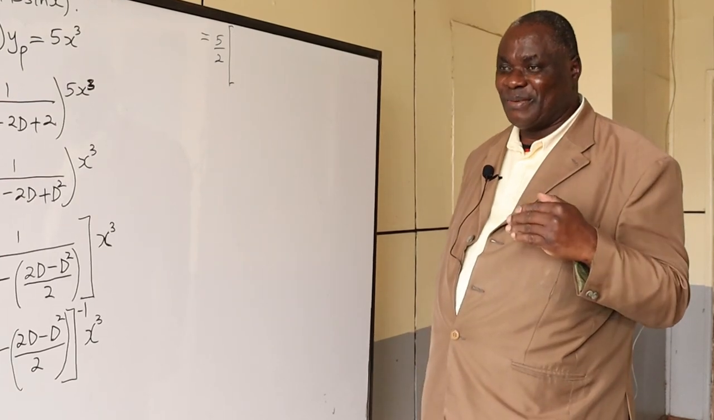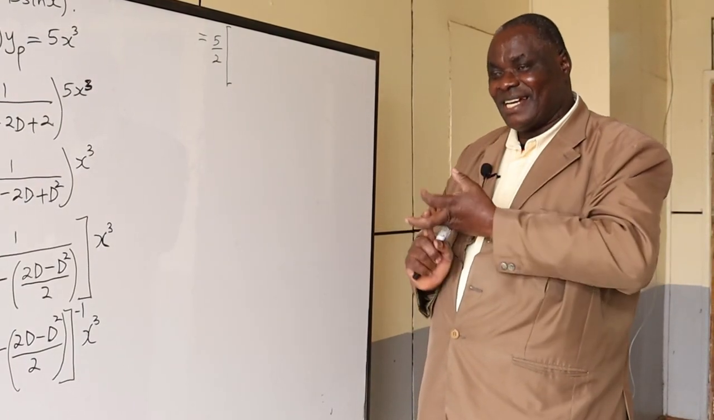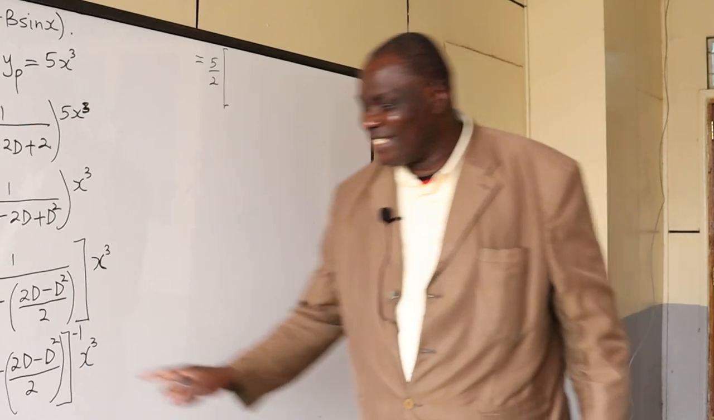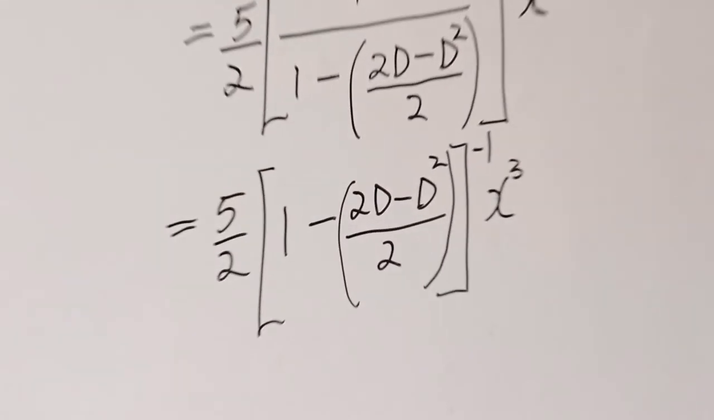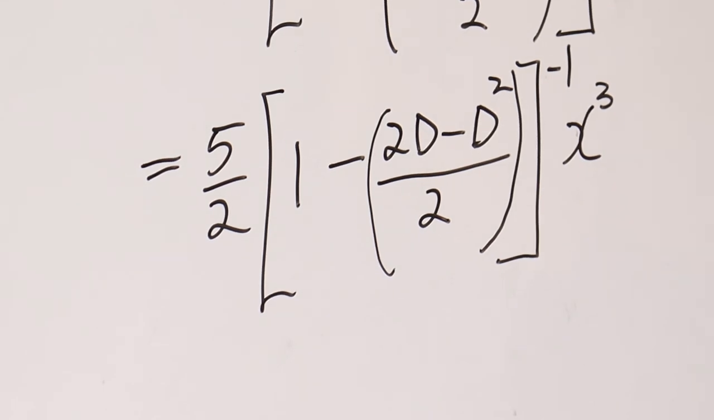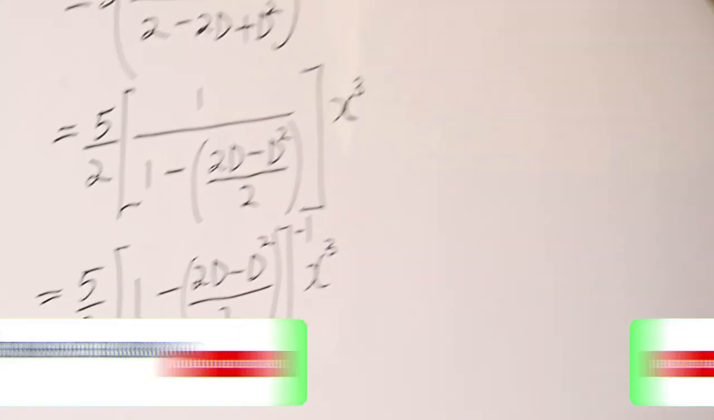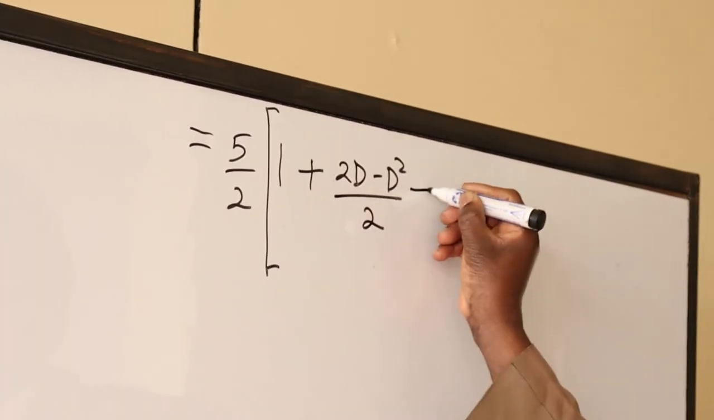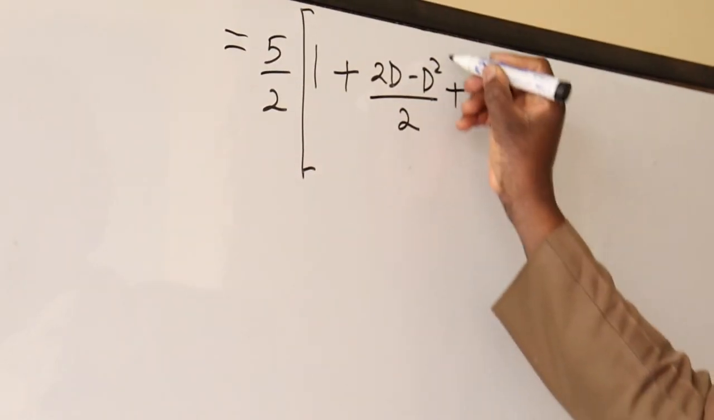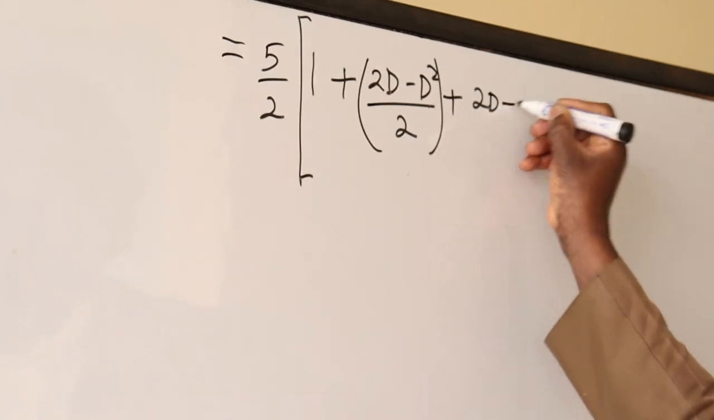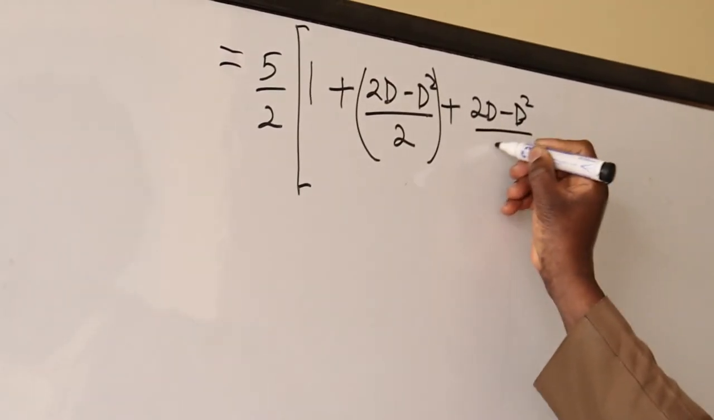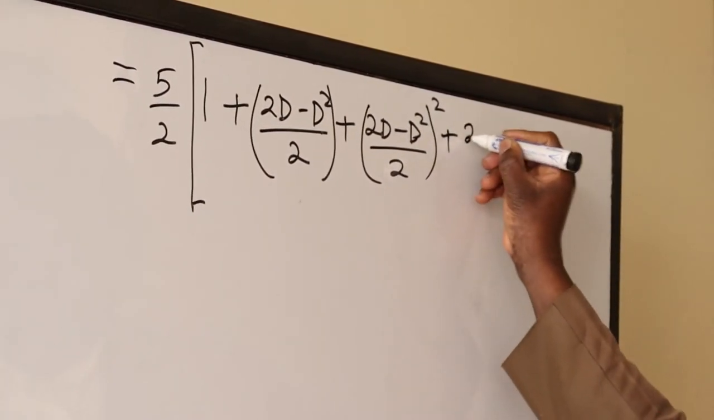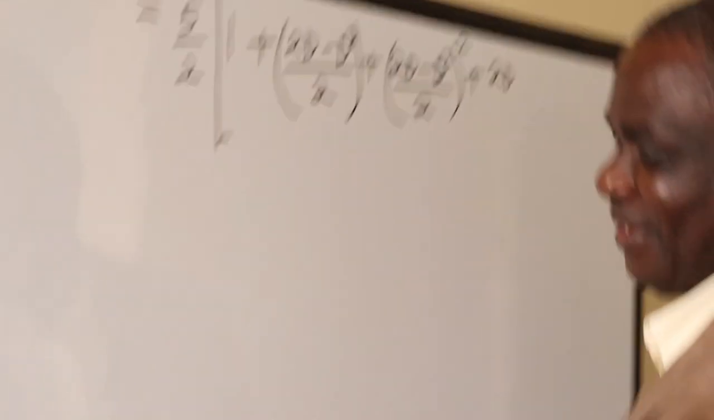So in our expansion, it will be 1 plus that something squared, plus that something cubed as we proceed, since it is 1 minus something. So it will be 1 plus that something, which is (2d minus d squared) all over 2, plus that something, (2d minus d squared) all over 2, then we square, plus that something when it is cubed.